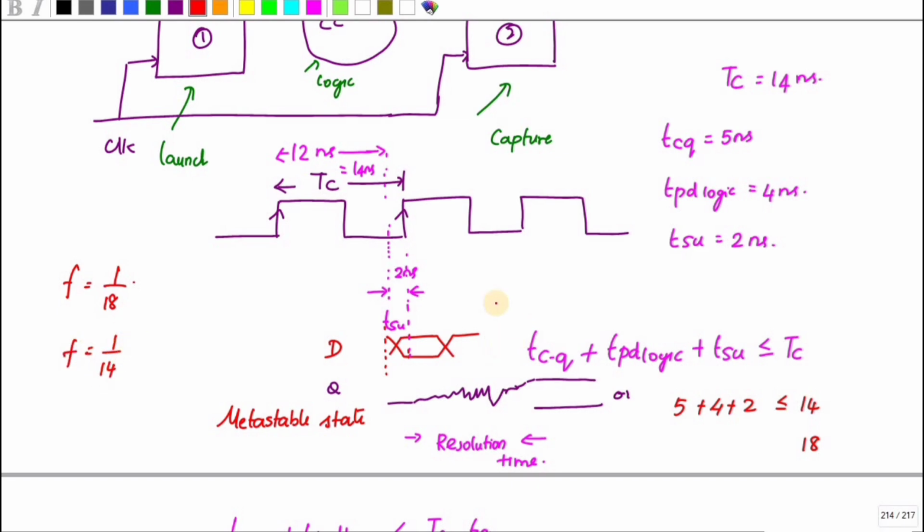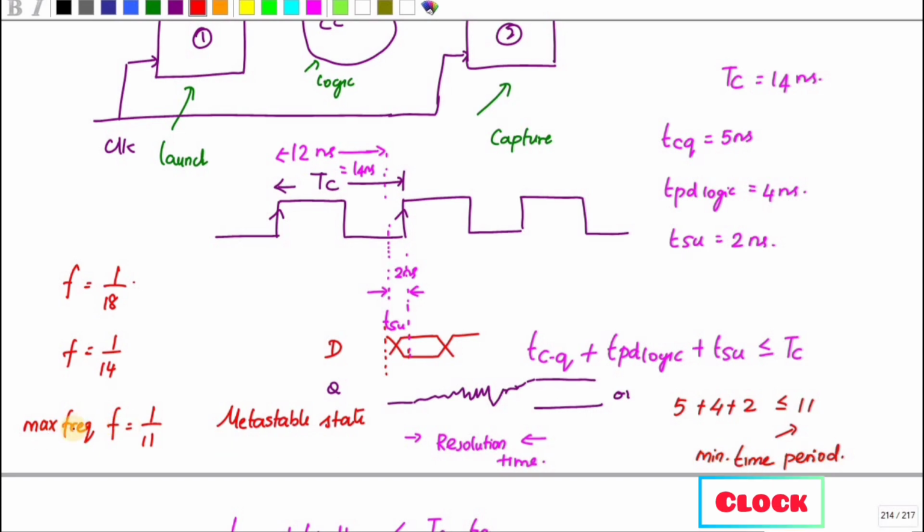So in order to achieve the maximum frequency, I have to keep this TC value to 11. If I keep this TC value to 11, then I can get F equal to 1 by 11. So 1 by 11 is my maximum frequency. This 11 nanosecond is my minimum time period, and this will be the maximum frequency I can achieve with this design.